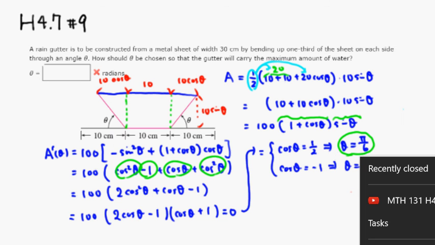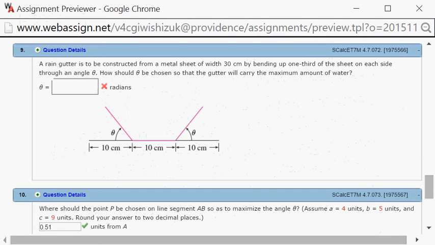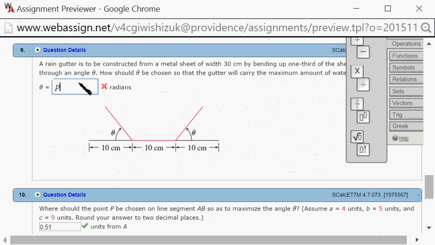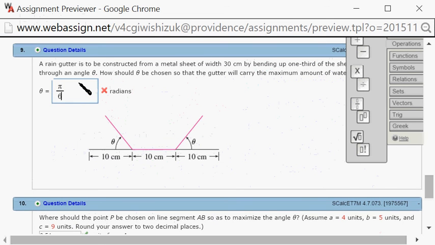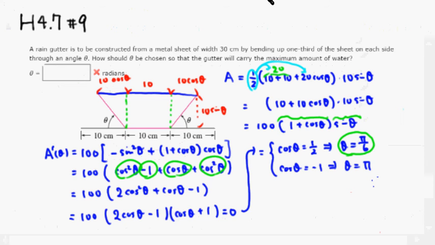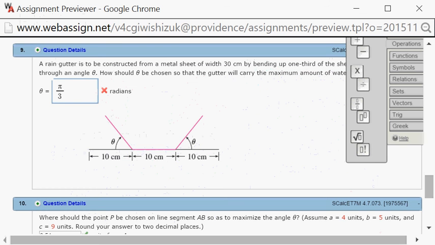So you can go here and type in pi over 6. Pi over 6 is 30 degrees. Sorry, when pi over 6, actually, I made a mistake. It's pi over 3. That's what I meant. Did I say pi over 6? Yeah, I did. I meant cosine of theta is 1/2 when the angle is 60 degrees, so that will be pi over 3. So let's go back and enter pi over 3.